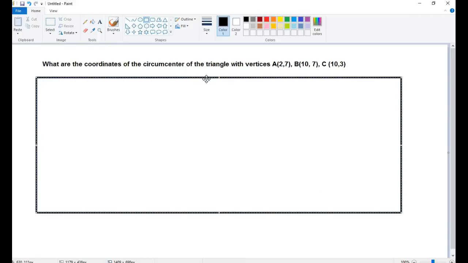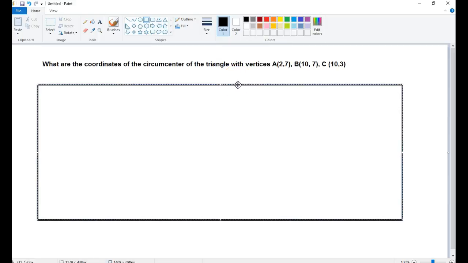Okay, for this example it says, what are the coordinates of the circumcenter of the triangle with vertices A (2, 7), B (10, 7), and C (10, 3). Now I'm not going to draw this one on a graph, but please do notice that for two of the points, we have 7 and 7. So that means that the y value doesn't change, and for another two of the points, 10 and 10, so that means the x value is not going to change. So that kind of helps us with this.